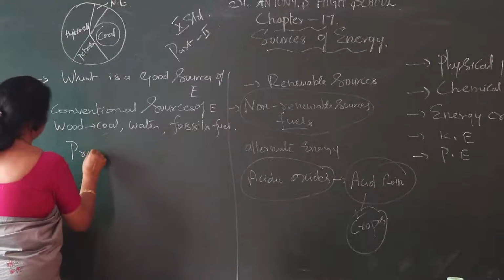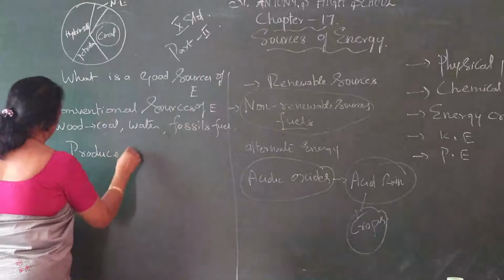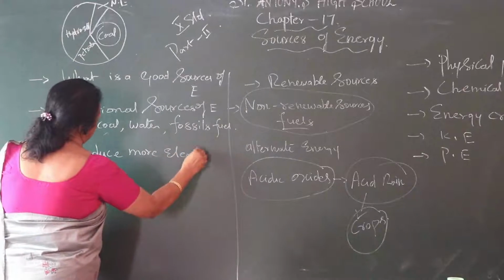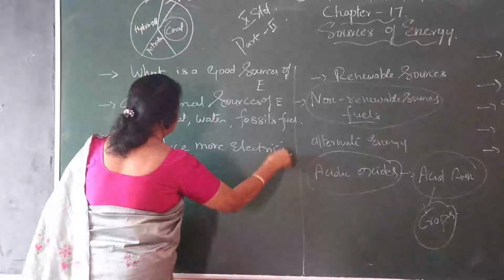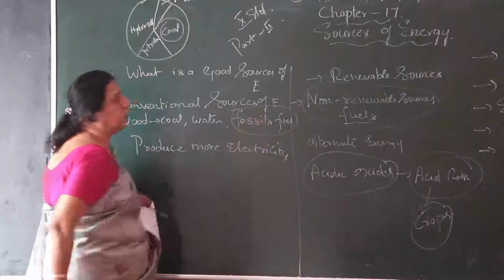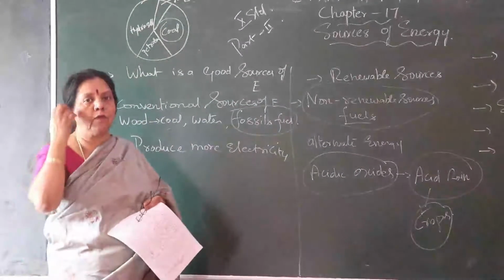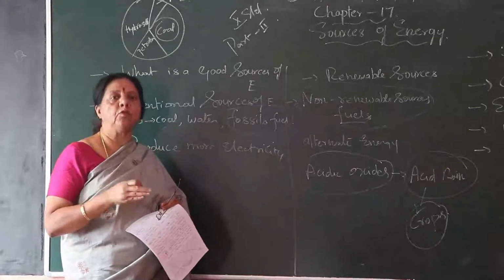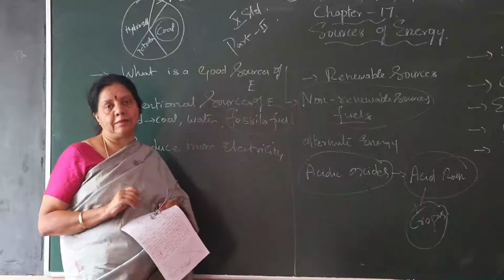Electricity. What do we have to do, children? Produce more electricity, isn't it? So why do we have to produce more electricity? Because of fossil fuels, we have so many disadvantages in our environment. So that is why we have to produce more electricity.